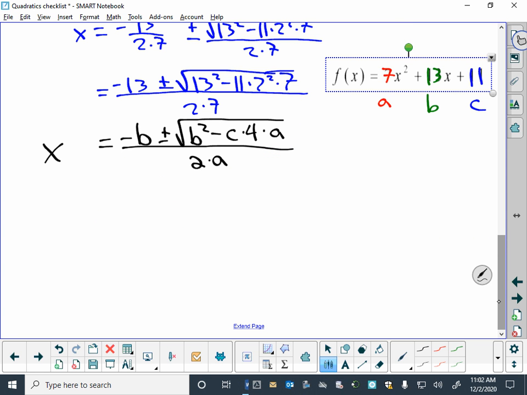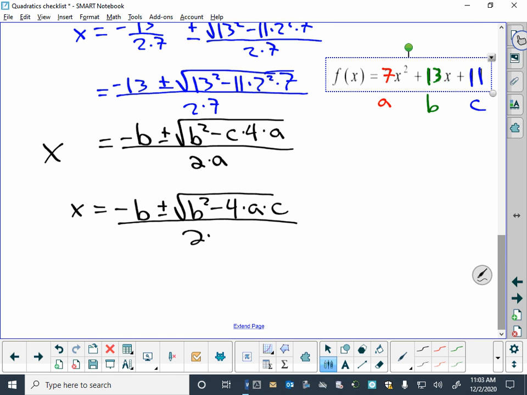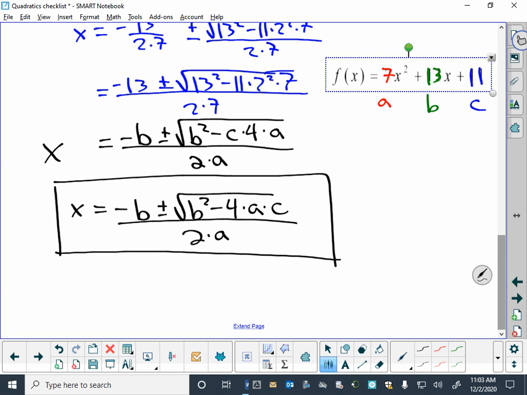Okay. All right, cleaning that up a little bit, the C times 4 times A, I wouldn't normally write things like that, so I'm going to go with the opposite here of whatever the B was, like it said, plus or minus the square root of the B squared minus, numbers first, then I'll go alphabetical order on the others, all over 2 times A. Okay. What this is, is a generalization of the process.